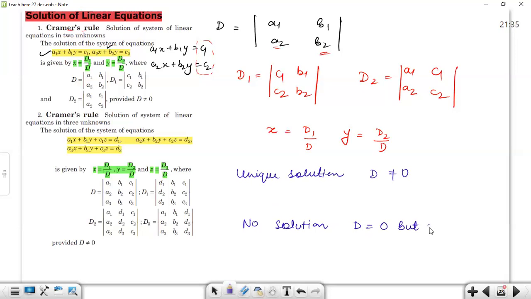But one of, I'm not writing all of them, but one of D1 or D2 is non-zero. Then there will be no solution. Okay. When D is 0 for sure, but one of D1 or D2 is non-zero. Let me rewrite this condition.